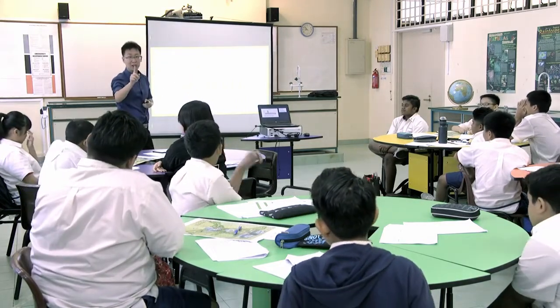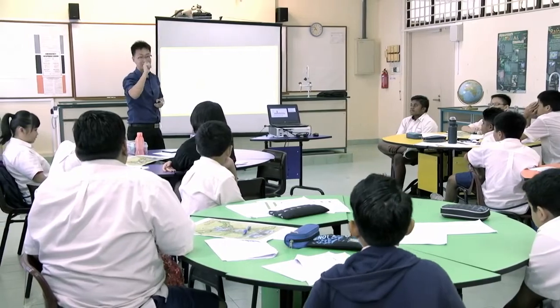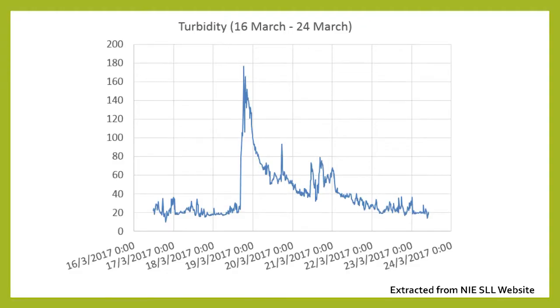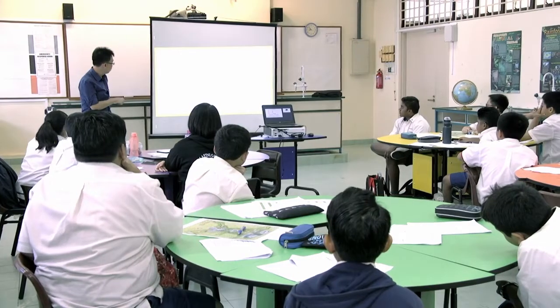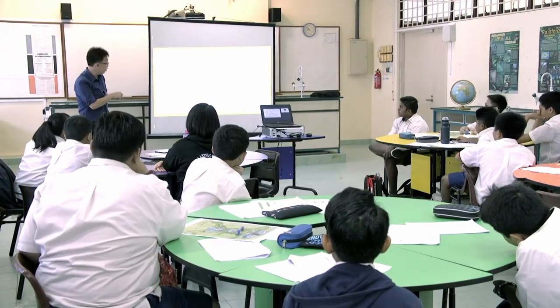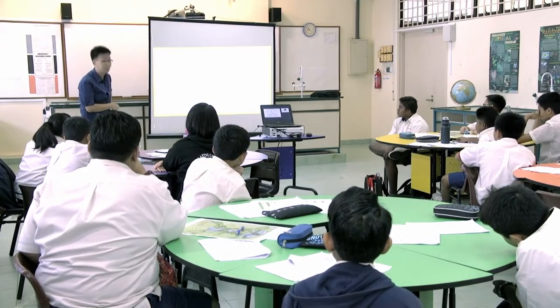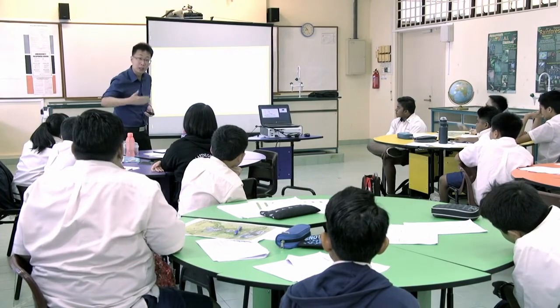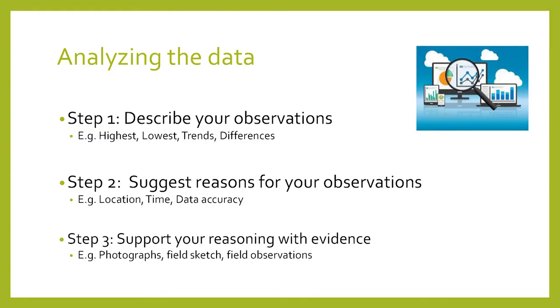So now I'm going to show you turbidity over days. Again, this data you can take from the NIE SLL website. This is the turbidity chart from 16 March to 24th March. Can you see that there's a spike here? So like what you said, it could have rained on this day, right? And yes, it actually rained on 19th of March, which brings a lot of sediments into the water and then increases turbidity. Okay, write down the data and I want you to write down the analysis.